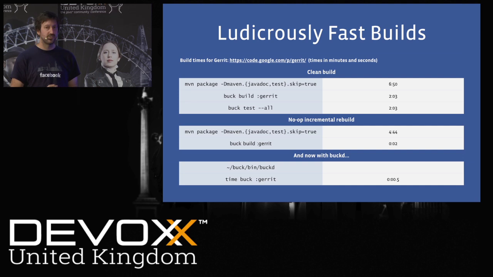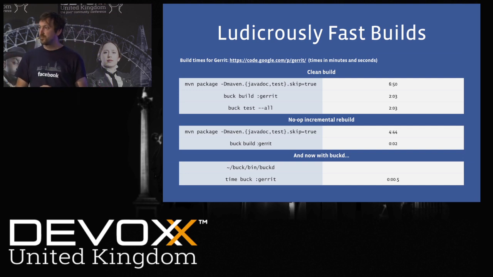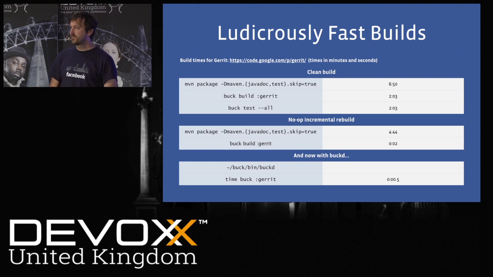No-op incremental rebuilds. Obviously, benchmarks lie. I am the author of one of these build tools. Obviously, no-ops are going to be fast, right? Otherwise, I wouldn't be showing them. But even a minor change, right? It doesn't matter where it goes. The rebundling is very fast in Buck. But for a no-op build, Maven package in Gerrit took 4 minutes 44. Buck build took 2 seconds. So, we are significantly faster at that point.